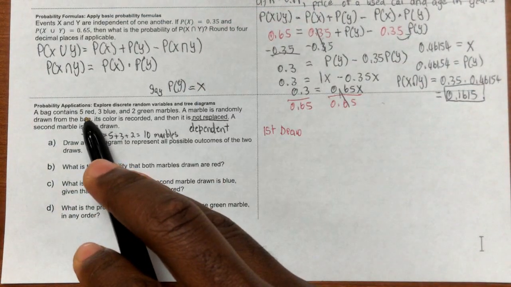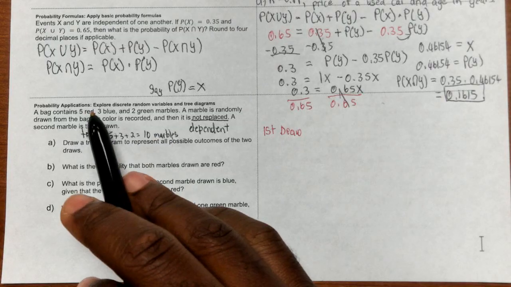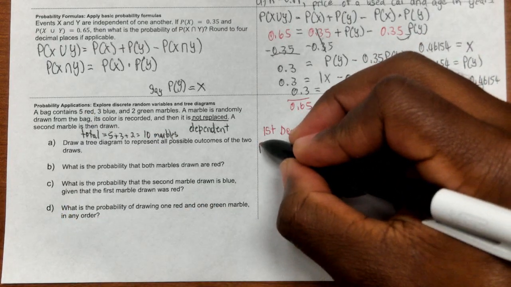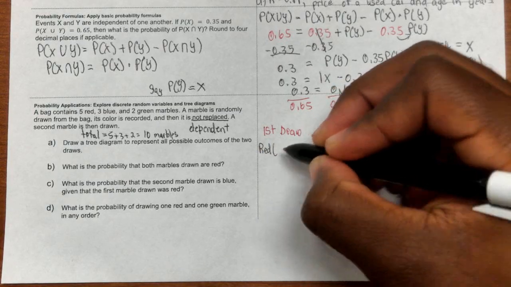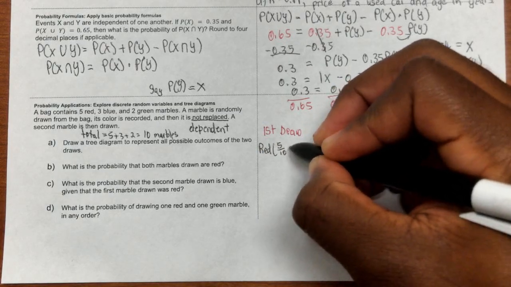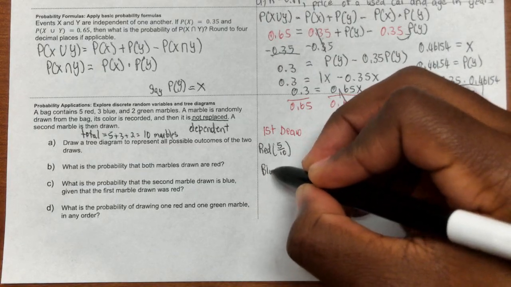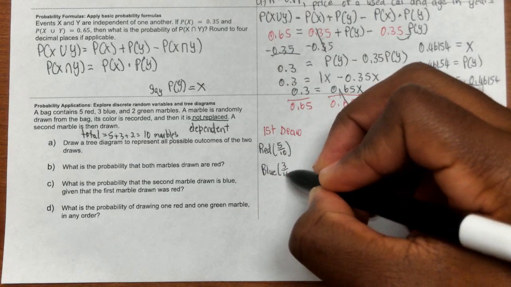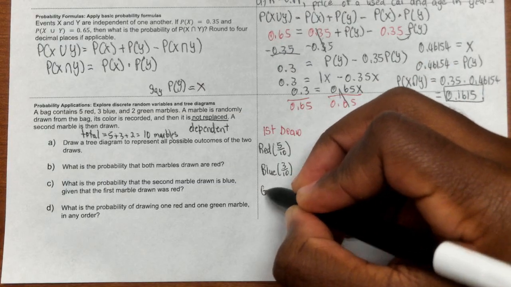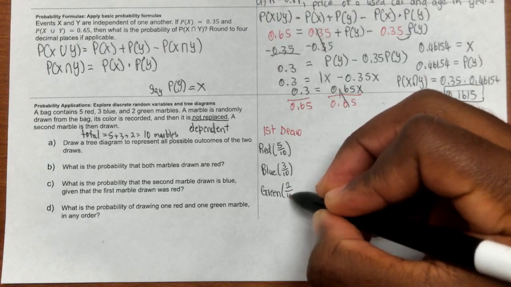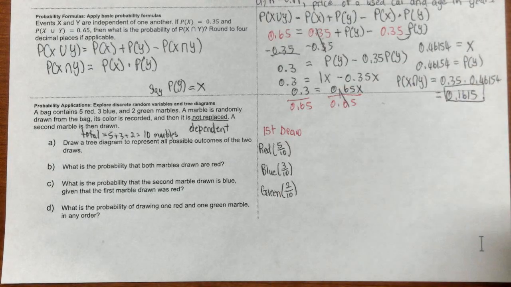So if I have 5 red marbles and there's a total of 10 marbles, if I wanted to select red, I would have the probability of 5 out of 10 marbles. Okay? So what if I wanted to select blue? Well, blue would be 3 out of 10 marbles. And what about green? Well, green would be 2 out of 10 marbles. All right? That's the probability when I pick it the first time.